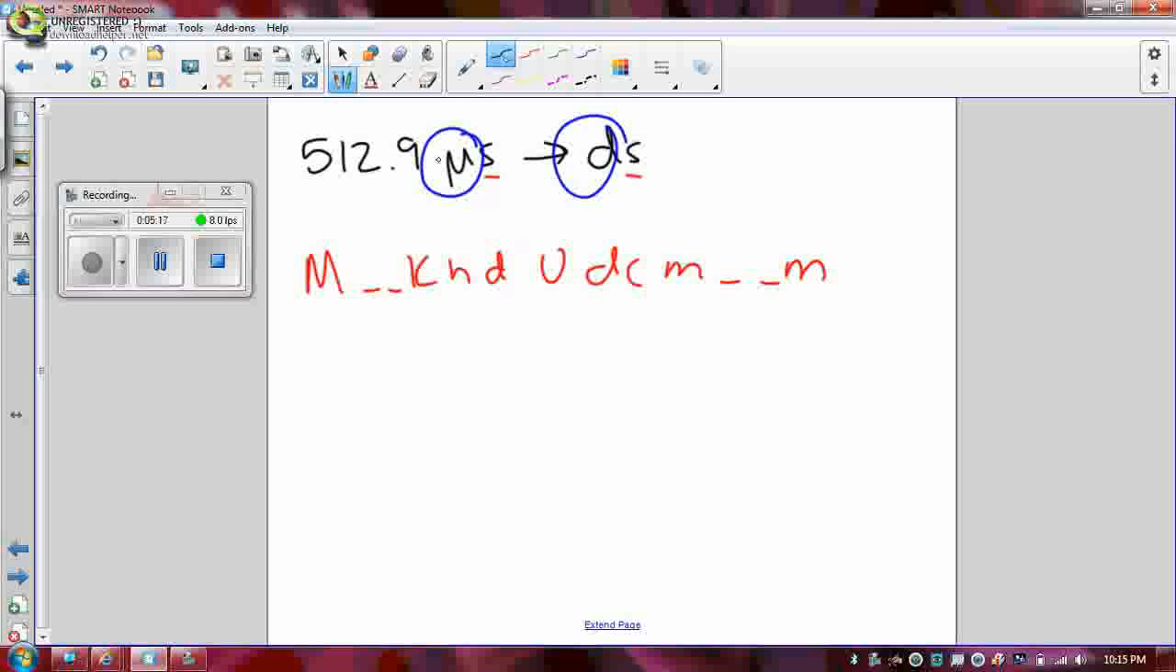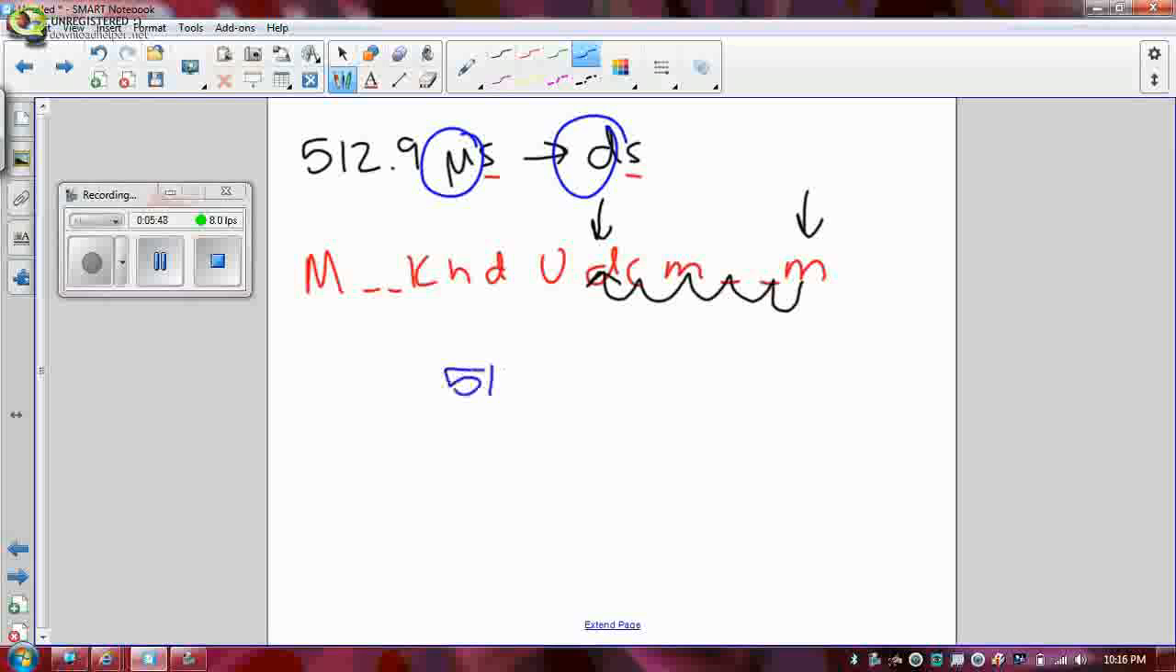Then I want to first realize, where am I starting from? I'm currently in micro, and remember, micro is the last M, which is right here. And I want to go to deci, which is the second D, or the D to the right. So now I say, how many spaces does it take to get from micro to deci? We go 1, 2, 3, 4, 5 spaces, and notice I went 5 spaces to the left. And so that's what we're going to end up doing with our decimal.